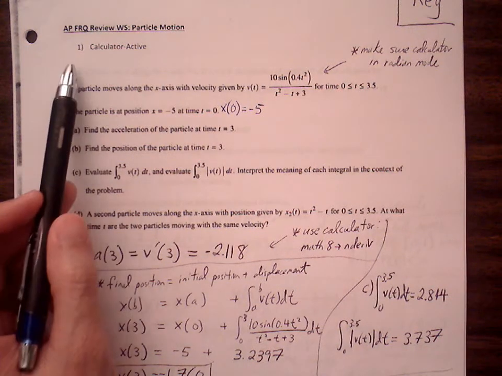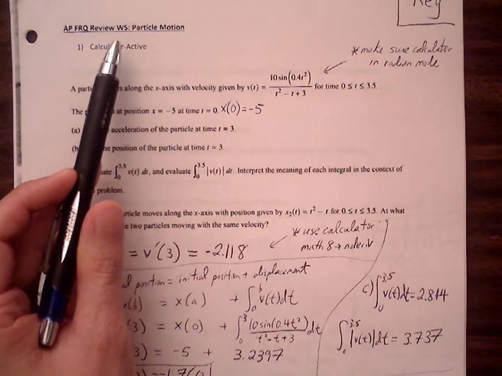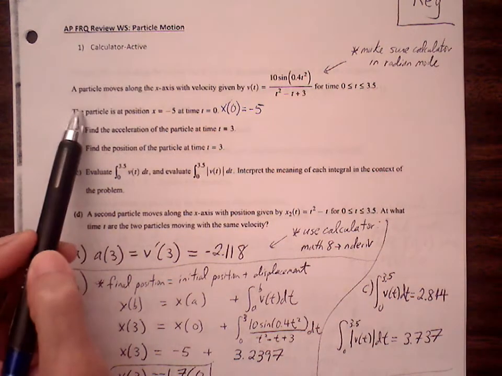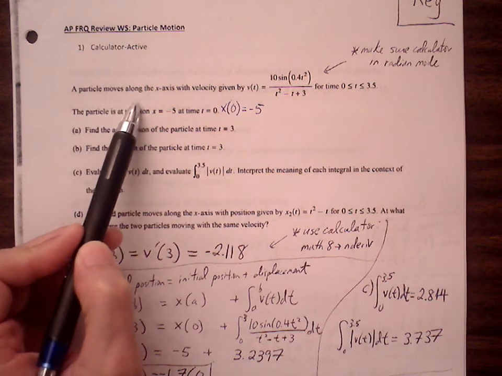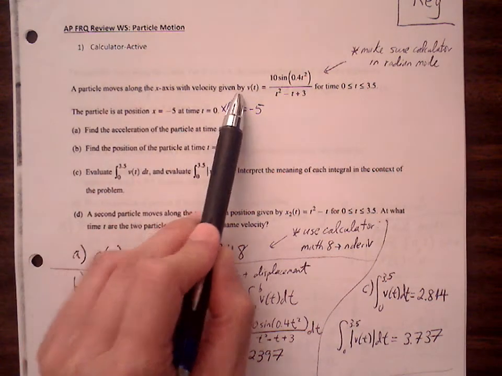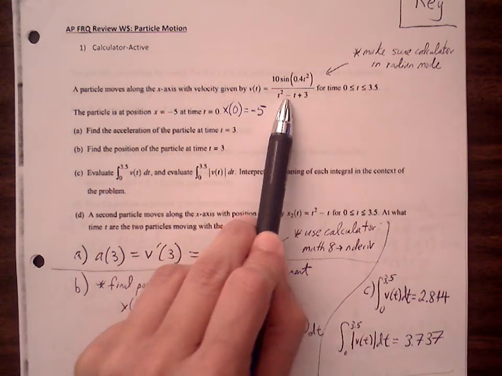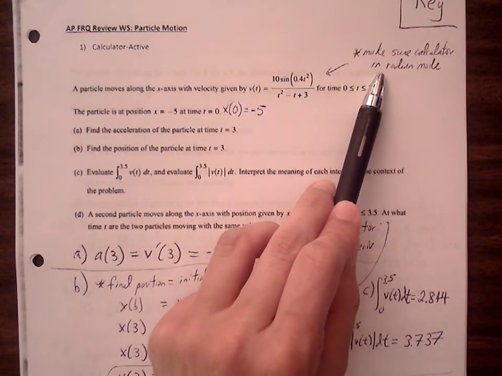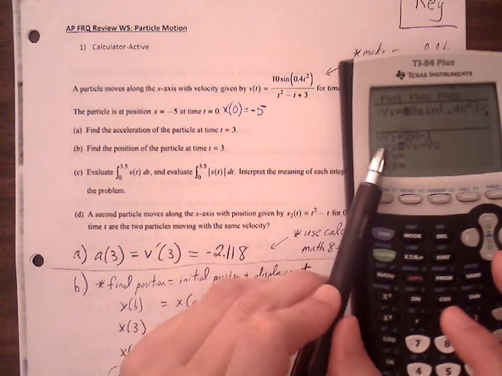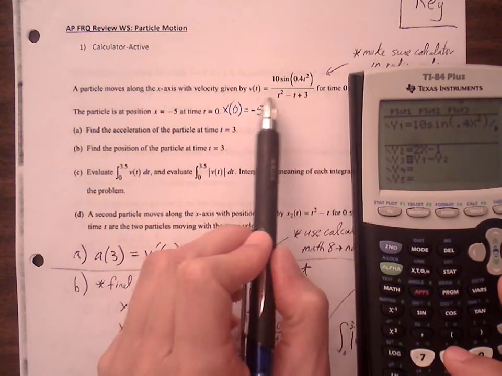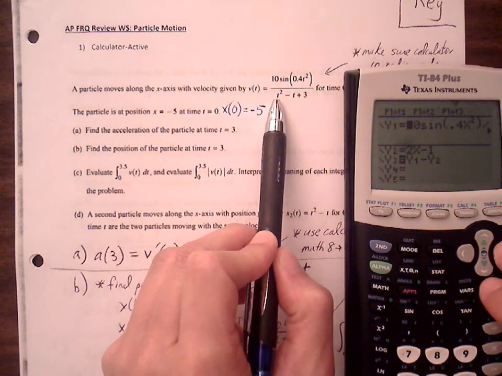This is number 1 from the AP FRQ review for particle motion with calculator. Number 1 says a particle moves along the x-axis with the velocity given by v of t, and we can plug this in our calculator. We want to make sure that our calculator is in radian mode. So I have it entered in here: 10 sine of 0.4 x squared divided by x squared minus x plus 3.